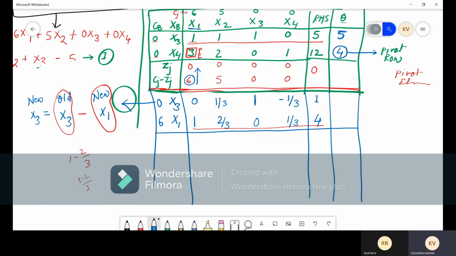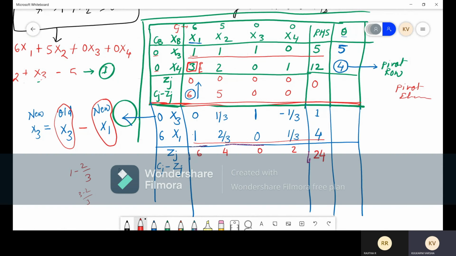So once we did this, then our next step is what? Calculate Zj and then calculate Cj minus Zj. This is coming as 6, this is coming as 4, 0, 2, 24. Okay, and now what we need to do? Cj minus Zj. So these are the Cj on the top. So 6 minus 6, 0.